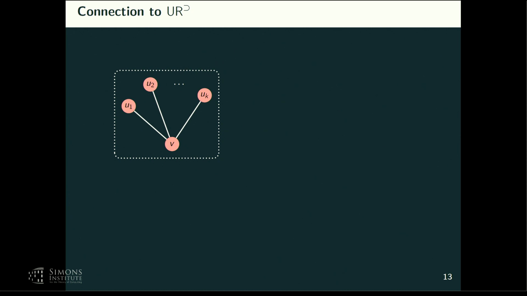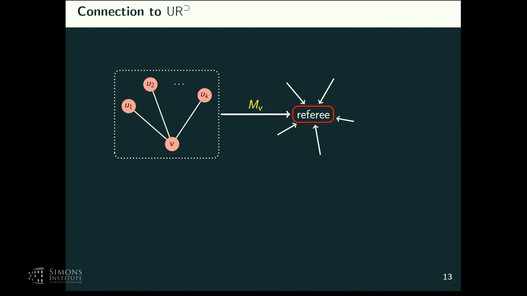Then based on this picture, you send one message, M sub V, to the referee, and the referee also gets a bunch of other inputs. Based on all these inputs, the referee has to compute a spanning forest. Suppose after you have composed this message M sub V, I suddenly tell you that there's a subset of your neighbors, this purple subset, such that for all vertices in there, this vertex V is their only neighbor.